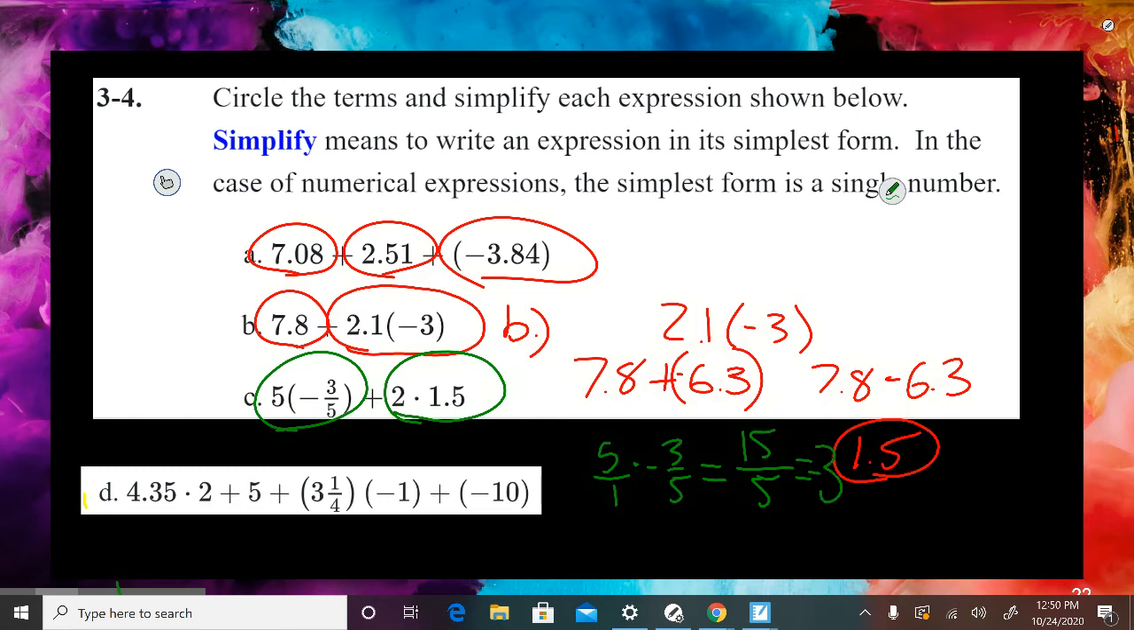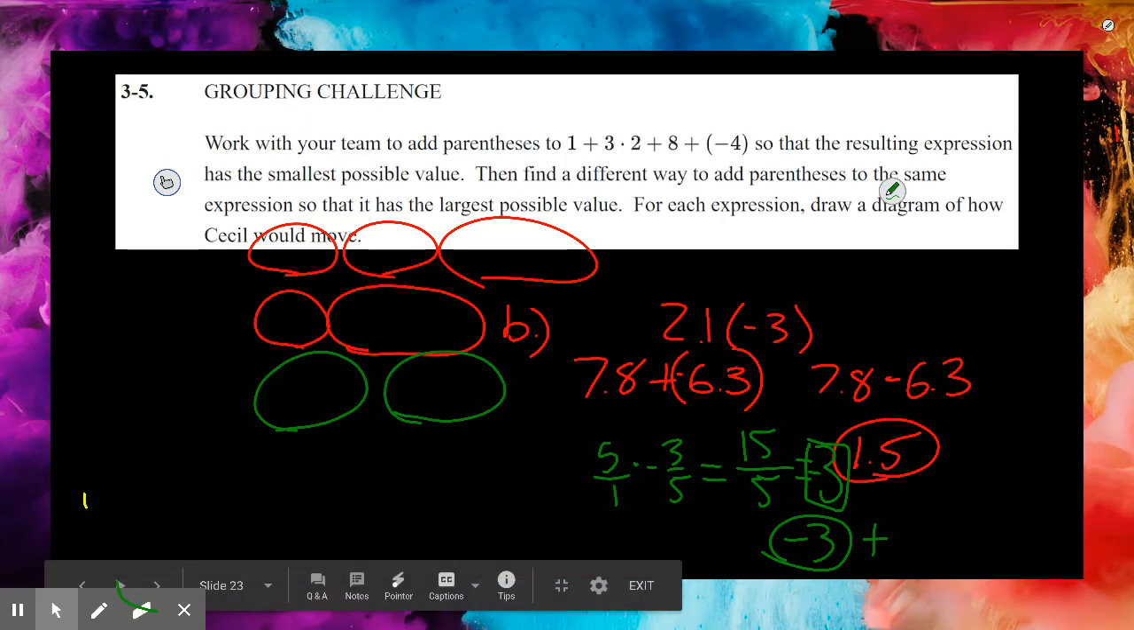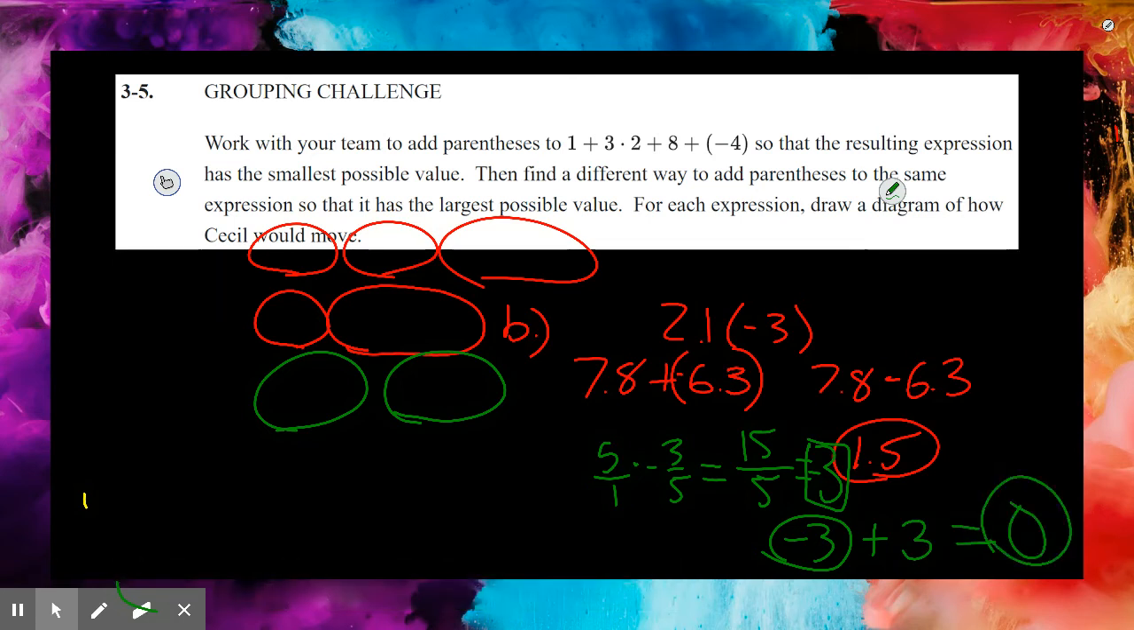And since this is a positive number multiplied by a negative number, our answer is going to be a negative number. And then we need to add it to what 2 times 1.5 is. In this case, that's going to be 3. So negative 3 plus 3, it's going to give us 0. All right, so I just went through and simplified those 2 middle problems, part B and part C. And so now I'm going to leave it up to you guys to simplify A and D.